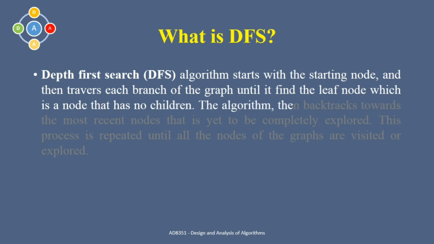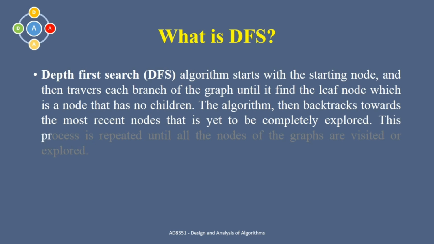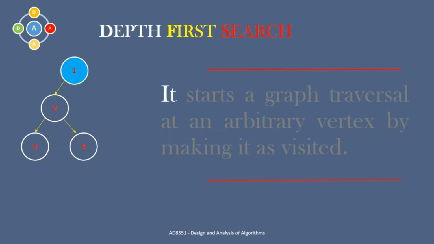Once it reaches the leaf node, it backtracks towards the most recent node that is yet to be completely explored. This process is repeated until all the nodes of the graph are visited or explored. Next, we will see how DFS will work.